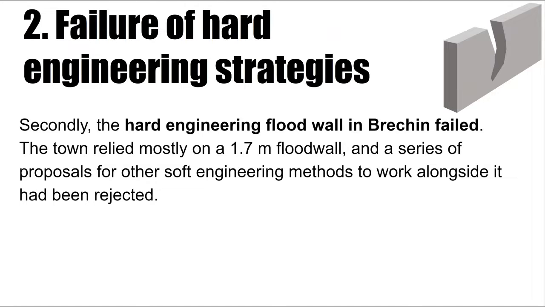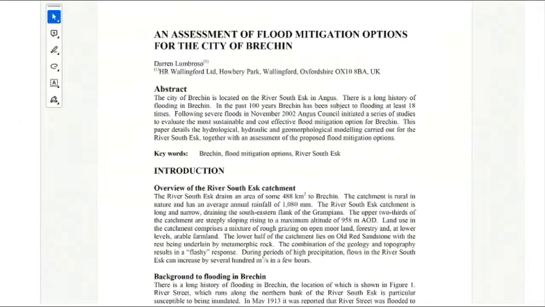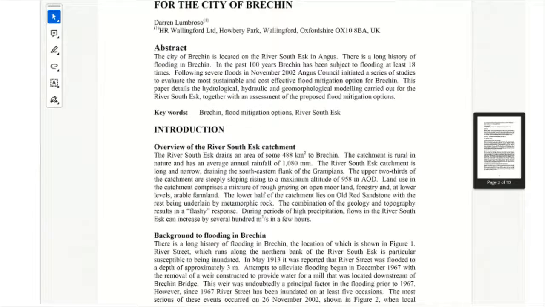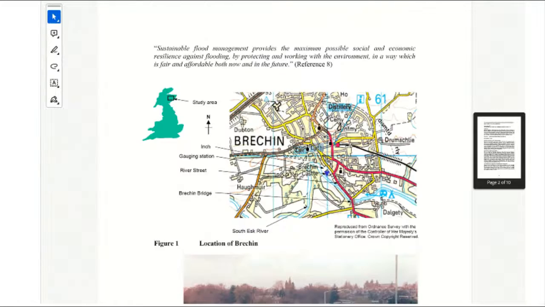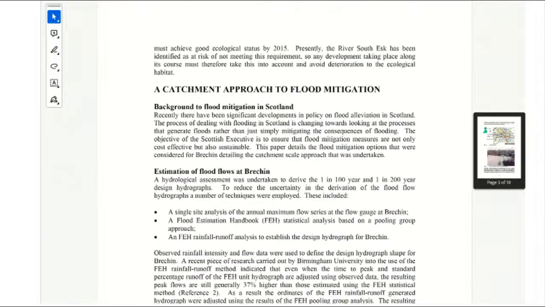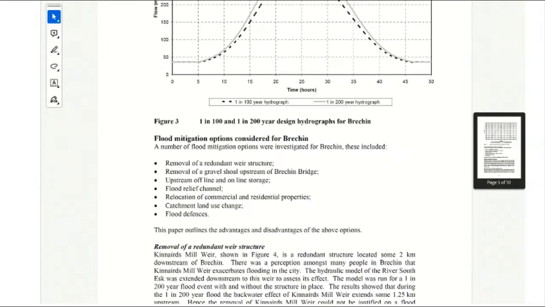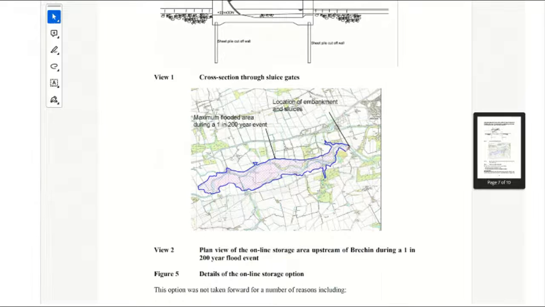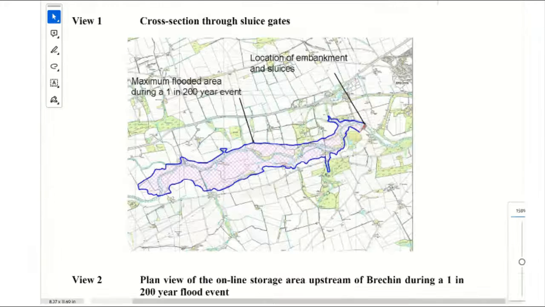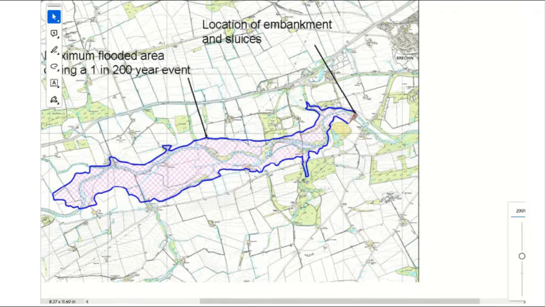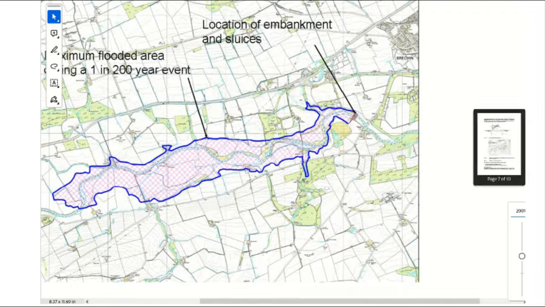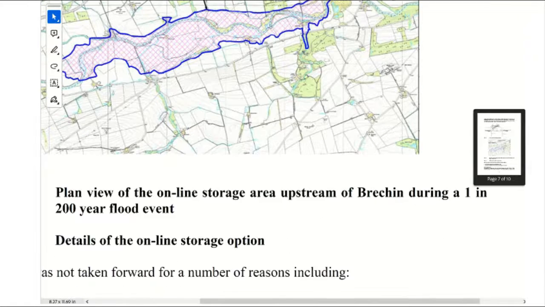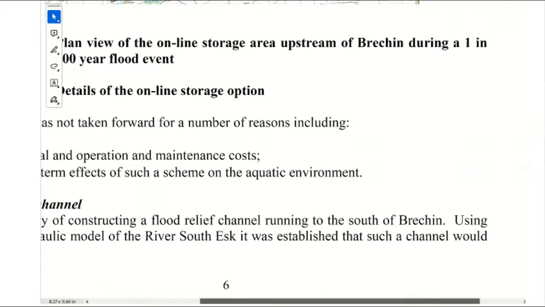And a series of proposals for other soft engineering methods to work alongside it have actually been rejected, surprisingly. Here's one from an assessment of the flood mitigation options. This is a paper that looked at a whole variety of different ways, including some soft engineering methods that could have been used to help. And this one in particular I want us to look at is the washlands, this area upstream of the river that was proposed to be used as a natural store of river water if it was flooding, rather than going into the town. But this was rejected.